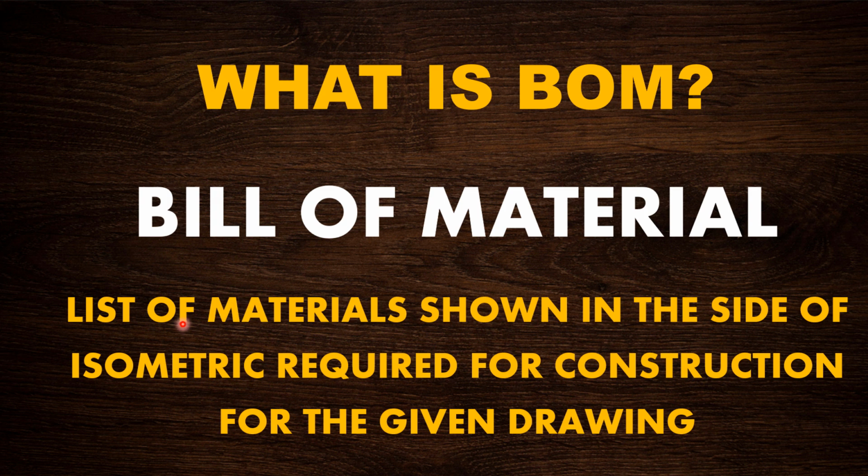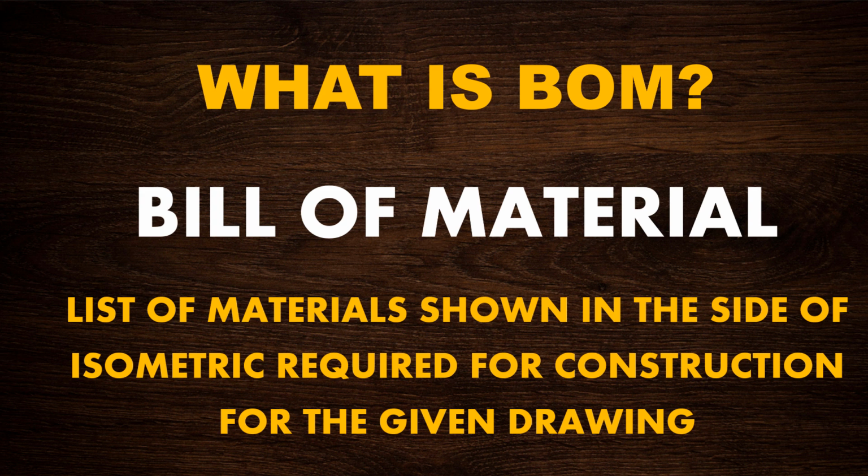BOM is a list of materials shown on the side of an isometric, required for construction for the given drawing. You have to understand these two things. MTO is a list of materials that will be sent for procurement, but BOM is not a list of materials that will be sent for procurement. BOM is a list of materials indicated on the side of an isometric drawing, which will be used for the purpose of construction.